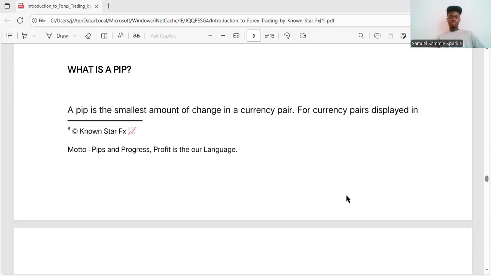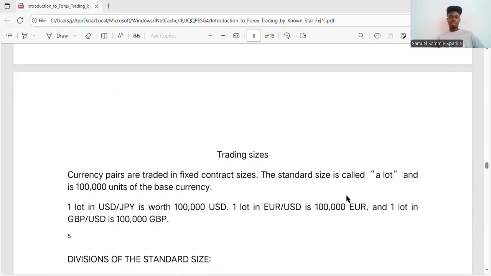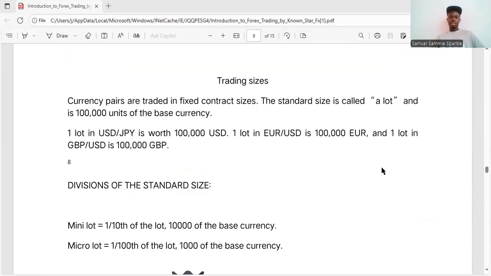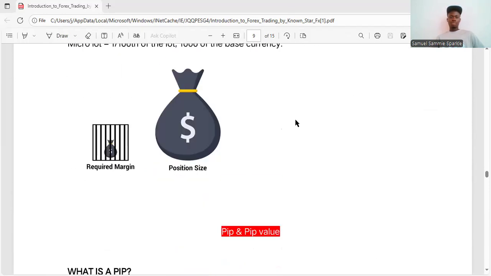This is part 2. So we'll get straight to the point. The last time we stopped at trading sizes. Today we'll be looking at pips, pip value, and some other basic terminologies in trading. So let's go straight to the point. We have the pip and pip value.